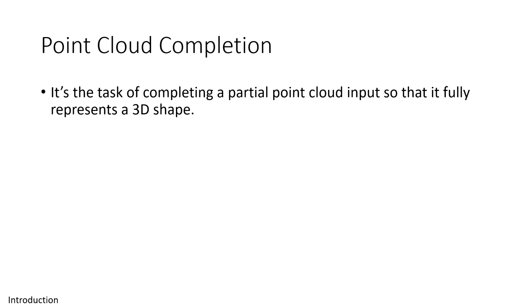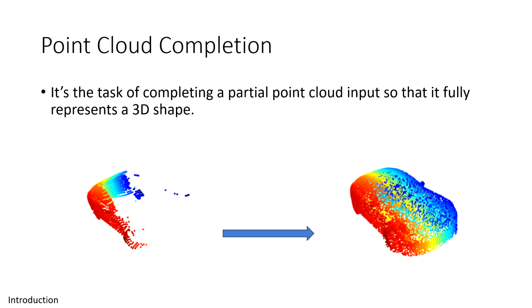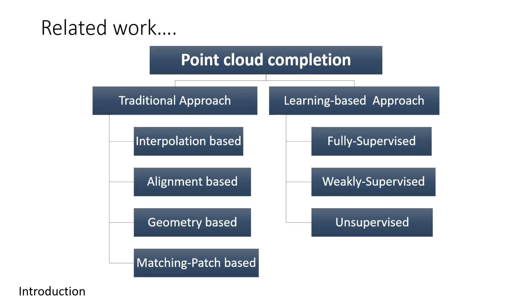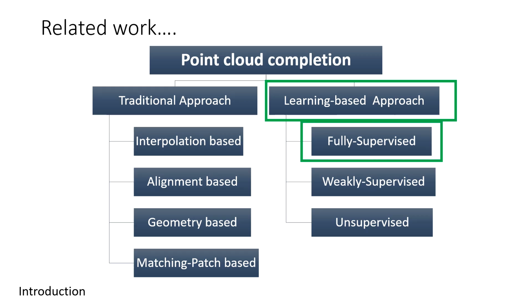Point cloud completion is a task of completing a partial point cloud input so that it fully represents a 3D shape. It is important in tasks such as object recognition, 3D reconstruction, point cloud pre-training, etc. It can be done via two approaches, traditional and learning-based. Out of the two, the learning-based approach is more common, and out of the sub-branches of learning-based approaches, fully supervised methods are the most common and the most promising. And as we know, fully supervised methods require paired data for training.